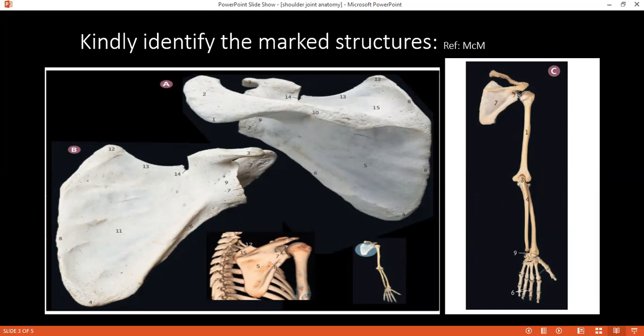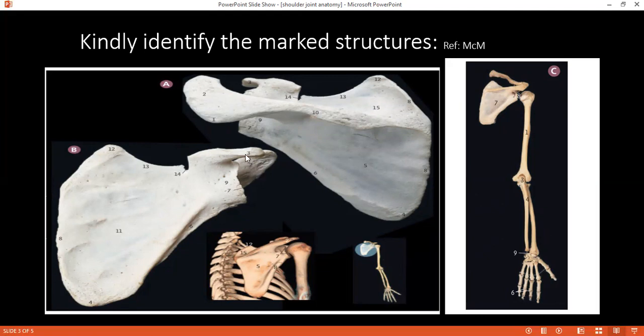Okay. Now, where is my cursor? 2, please. It is the acromion. If you can identify 10 over here. Spinous process. Can you identify 5 over here? Infraspinous fossa. If you can move on to picture B, and here it says 2. If you can identify that, please, with my cursor. Coracoid.